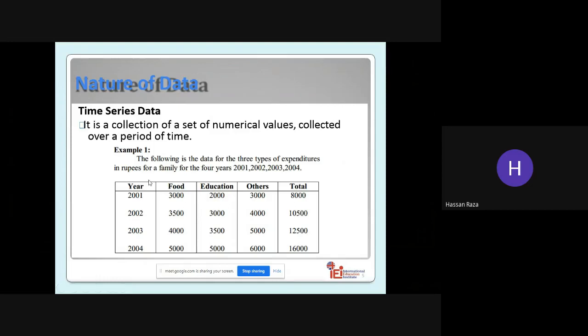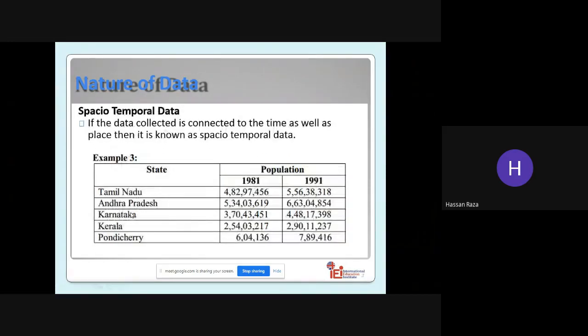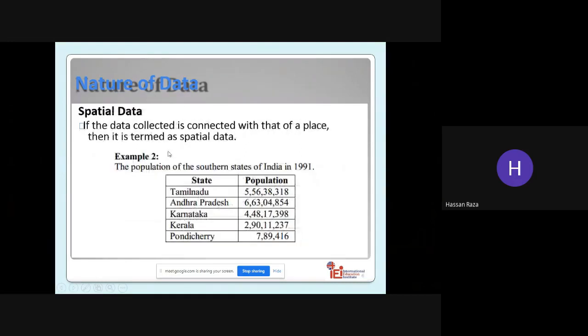We have a perfect example of your university. We can classify data in students' intake data on a yearly basis. Likewise, we have the intake number of students in 2015, 16, 17, 18, 19, and 2020. Next one, we have spatial data. These are different states or the Indian provinces and their population data. Basically, this one is spatial data, only dependent upon the location.